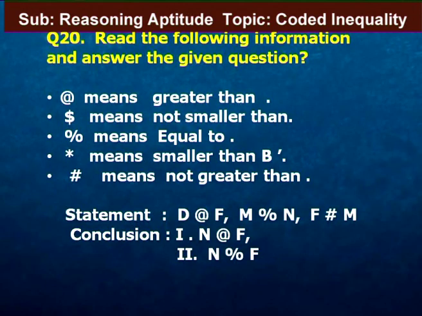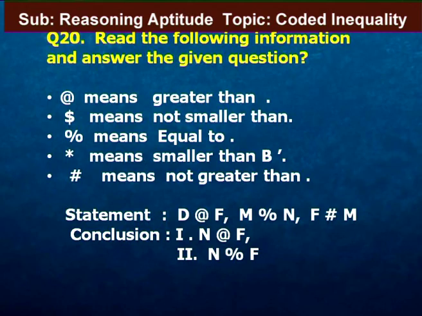D at the rate f, m percentage n, f hash m. So this is the statement. Conclusion 1, n at the rate f. Conclusion 2, n percentage f. First of all, we apply the inequalities for the given statement and conclusions, then we combine the given statement and verify the given conclusions.